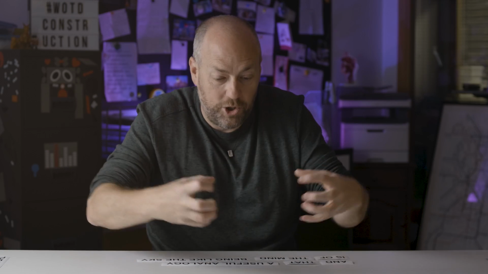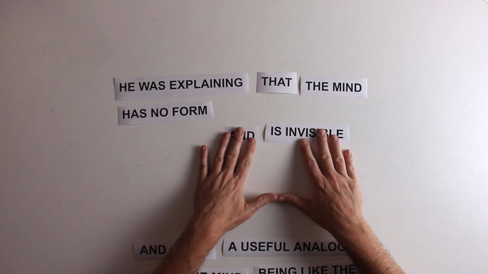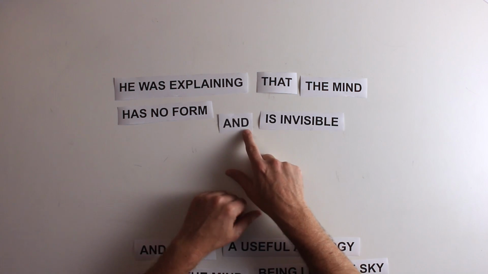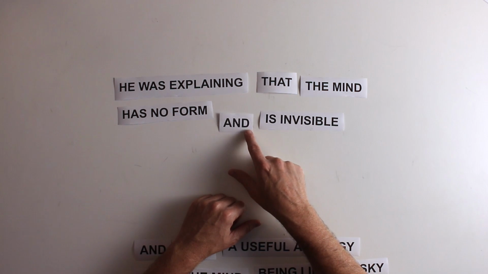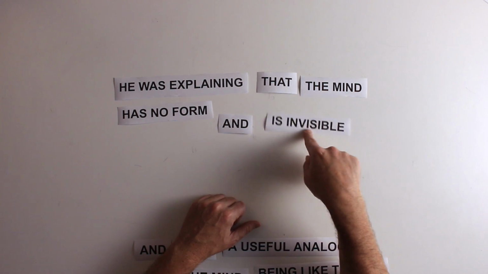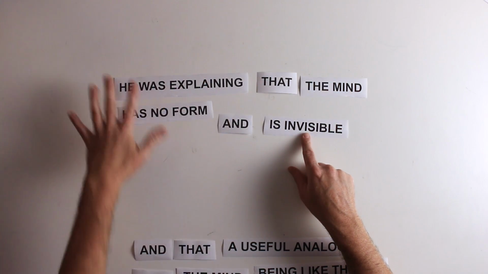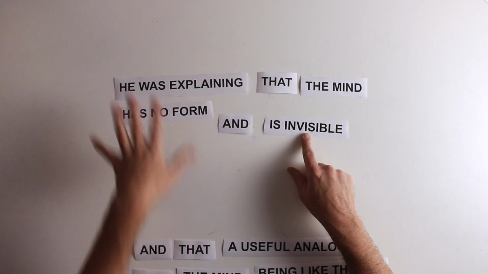This and is like kind of glue, which is gluing together these two parts of the sentence. This part and this part. Now, what is the and actually doing? Well, it's gluing this, is invisible, onto all of this first part of the sentence, right? So we don't need to repeat it. That's what the rule of ellipsis is.